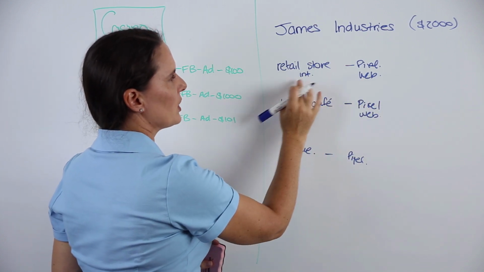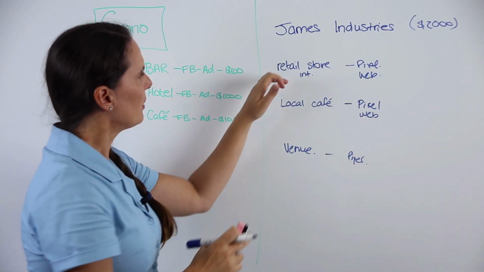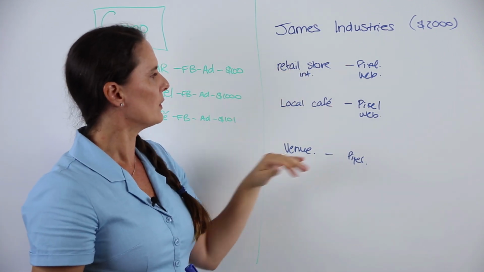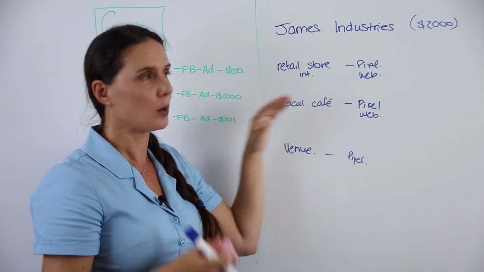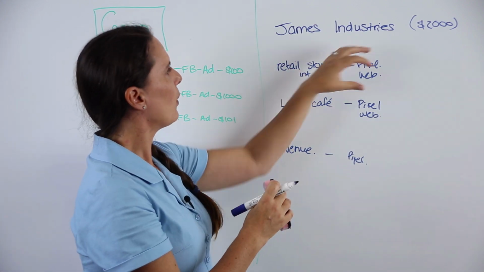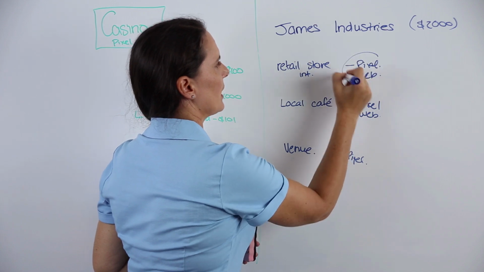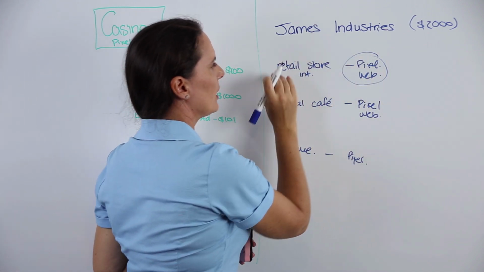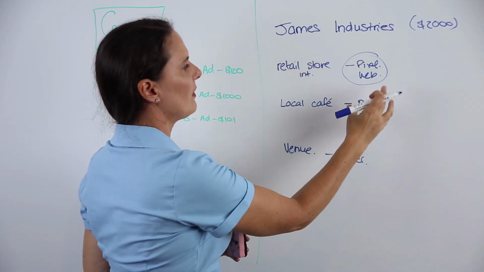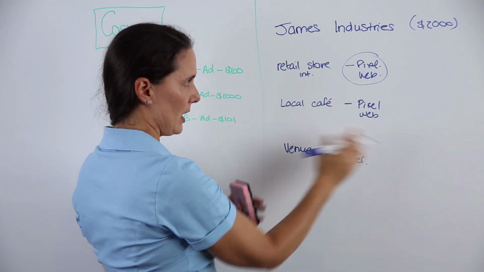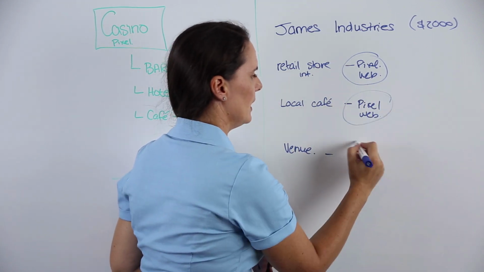And the reason we want to have separate pixels is because the people that are going and buying from the retail store are going to be very different to the people that are going to the cafe. So we want to be able to get and keep all that information separate. So that pixel is going to pick up information and we're going to be able to target and retarget to those people, and vice versa, through all of those.